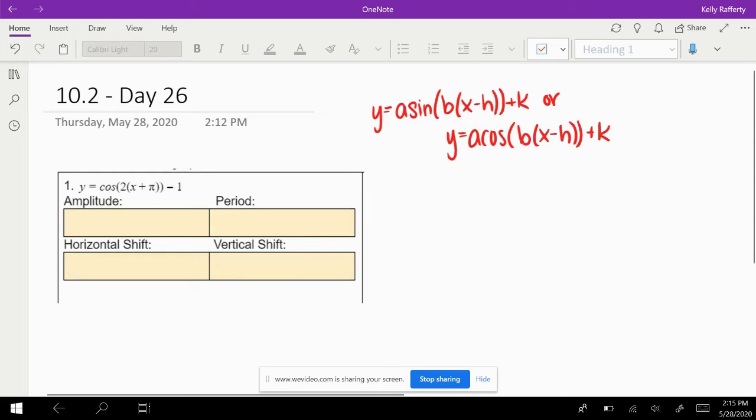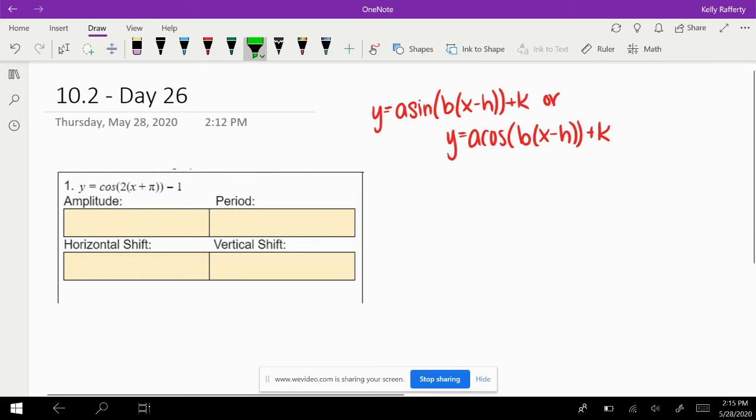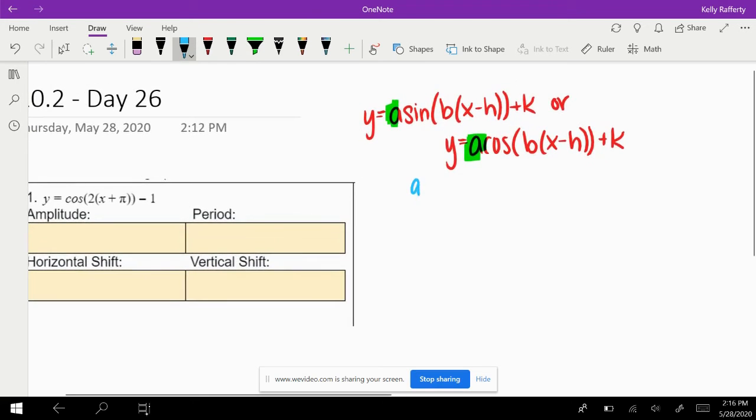So in these forms, we've got a couple things going on. This first coefficient, if we have any, is going to be the amplitude. So when they ask for amplitude, we just take the number out front, and I went ahead and wrote what it is for this one, but in general, it will just be A.